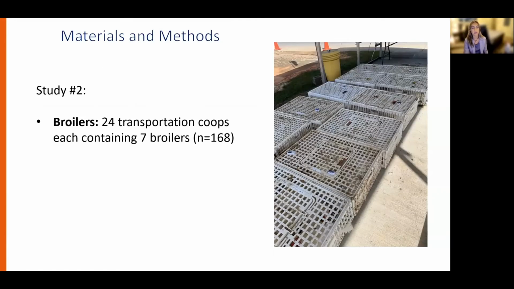Now, for our second study that we performed, we used broilers instead of broiler breeders, and we also used 24 transportation coops. However, these coops all contained 7 broilers each.